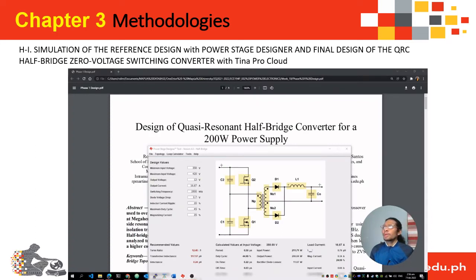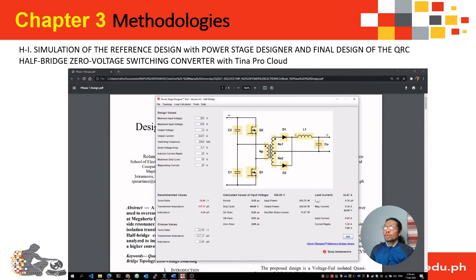This is the simulation of the design of the quasi-resonant half-bridge converter for a 200 watts power supply. As reference, we use the Power Stage Designer tool of Texas Instruments for the reference design using the PWM, or conventional topology, of the half-bridge converter. Given the design parameters, we use a minimum input voltage of 350 volts and a maximum input voltage of 420 volts, the output voltage is 12 volts, the output current is 16.67 amperes, and the switching frequency is 2 megahertz or 2000 kilohertz. These design parameters are also used in the TINA Pro design, or final design, of the quasi-resonant half-bridge converter.